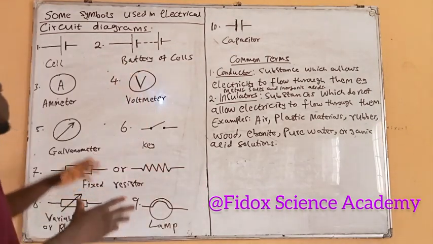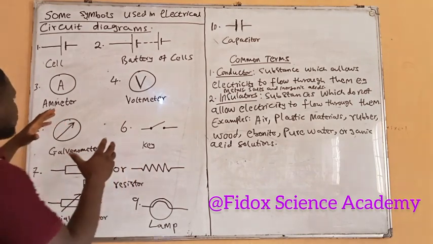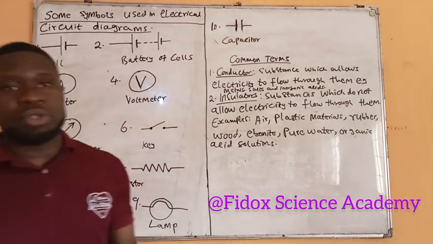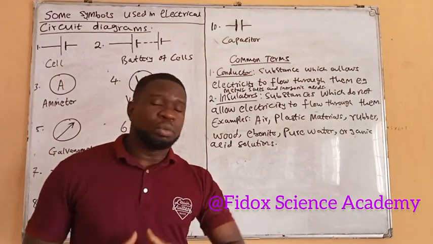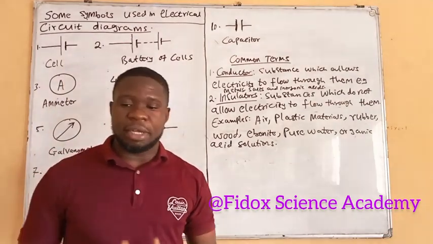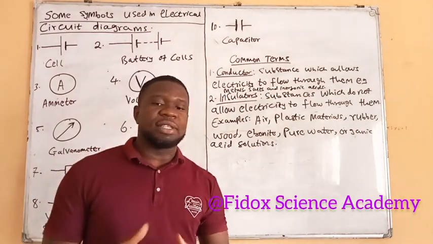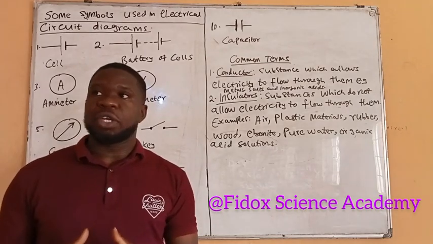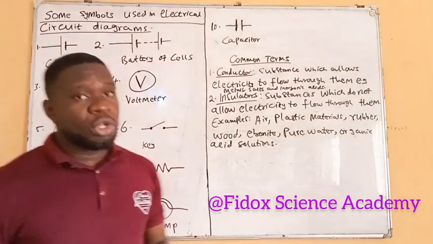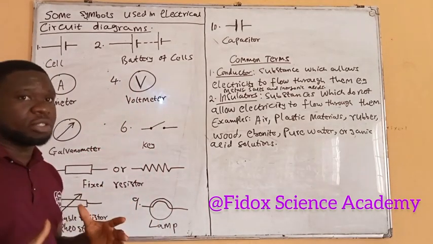So we have different symbols that are used to represent different components in an electrical system. They are so many you cannot finish exhausting them, because every day there is a particular component that's coming out, and of course there is also a conventional method of representing it. So here we have 10 different components.